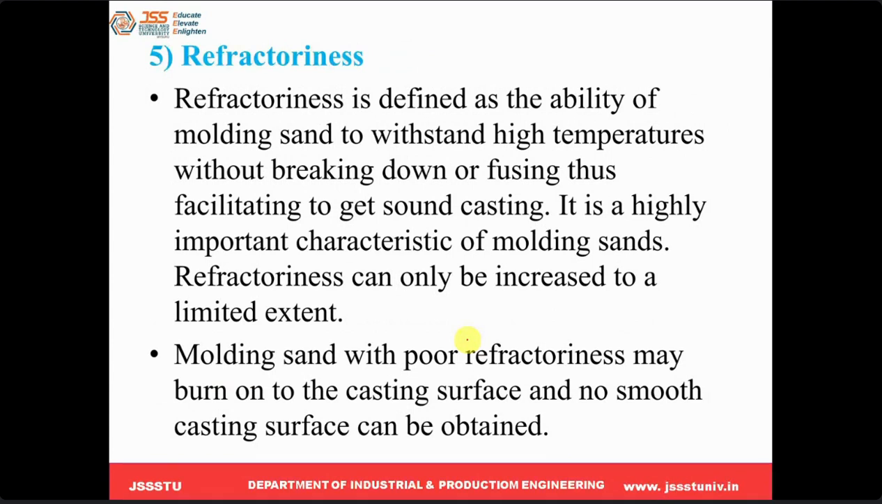Next, refractories property. Refractoriness is a very important property: the ability to withstand high temperature. Basically, we are going to heat up to 1000 degrees. So it must withstand that. That is called the refractories property.